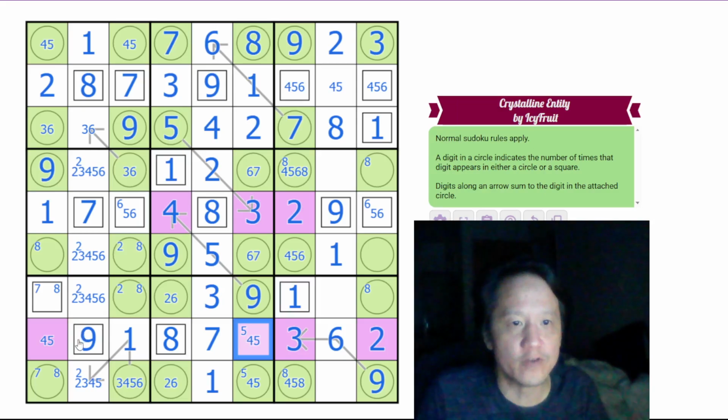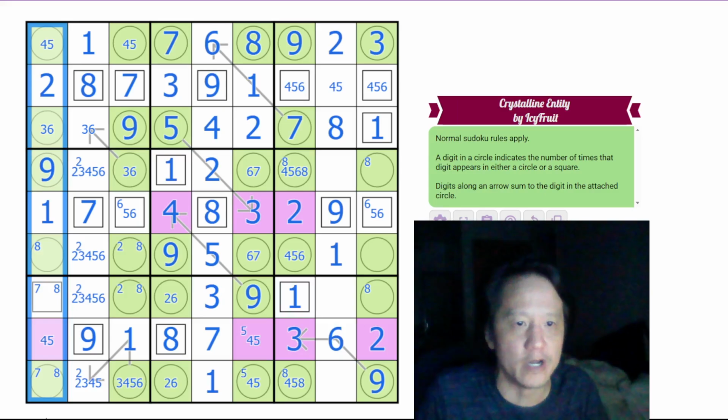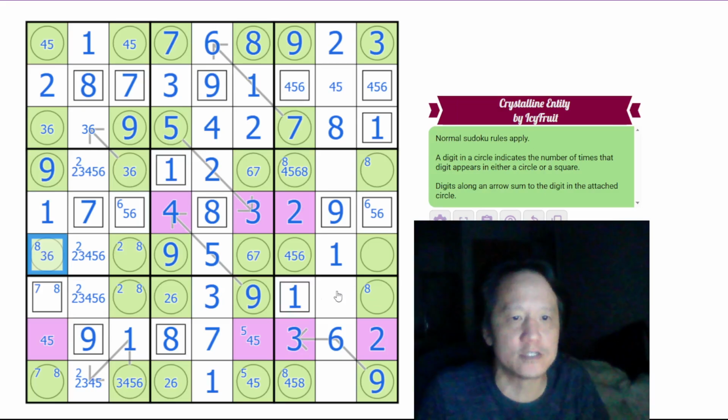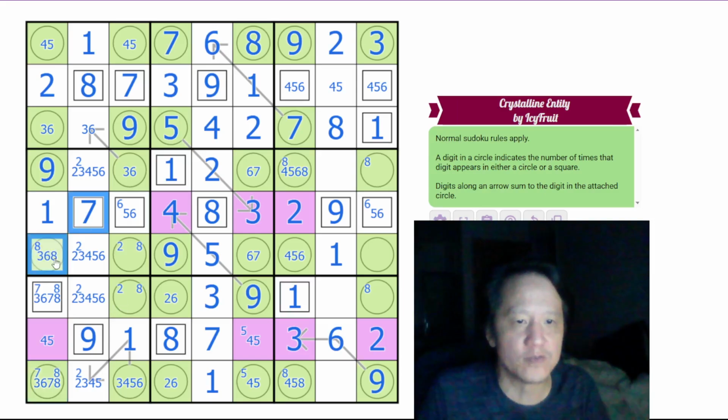This is a 4-5 pair. We have a 4-5, 4-5 pair in column 1, which eliminates 4 and 5 in the rest of the column. That leaves the remaining digits as 3, 6, 7, 8. This can't be 7, though, because of the 7 in the box.